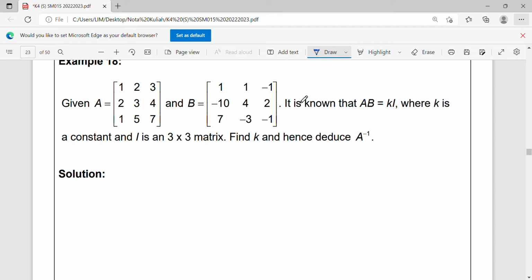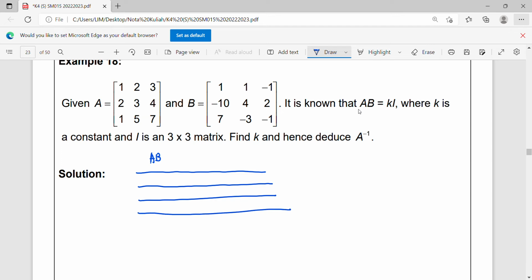For the first step, we multiply matrix A with matrix B. In the multiplication, for the first matrix we take the rows. Matrix A has 3 rows, which are 1, 2, 3; 2, 3, 4; and 1, 5, 7. Meanwhile, for the second matrix B, we take its columns. You will have 3 columns. First column: 1, negative 10, 7. Second column: 1, 4, negative 3. Third column: negative 1, 2, negative 1.